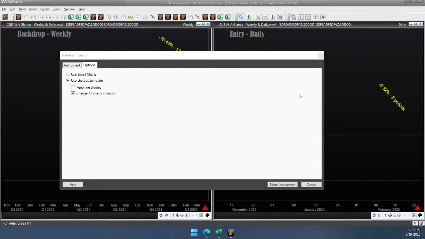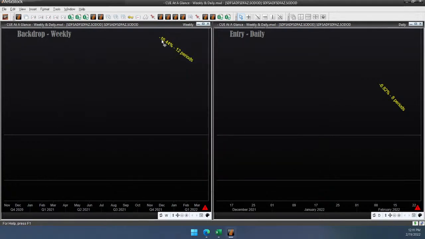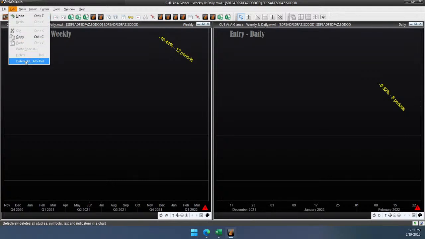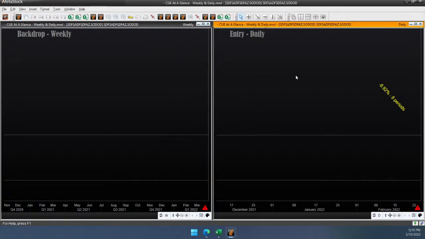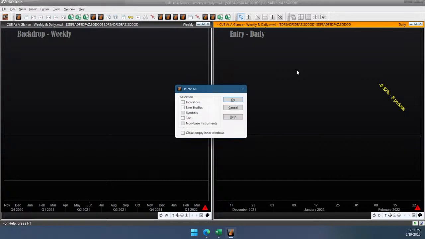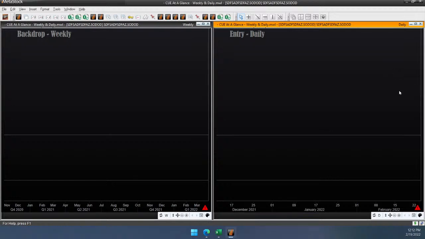So if I wanted to just delete the trend lines, measuring tools in this case, but not the labels, you may go to Edit, Delete All, or press Alt Delete, and it will ask what to delete. You may say not indicators, line studies, not text. Text will remove the backdrop, weekly, entry, daily labels. So I'm just removing the line studies that I drew manually on this chart and also on this chart. That's how, if you wanted to remove measuring tools, you will remove them.